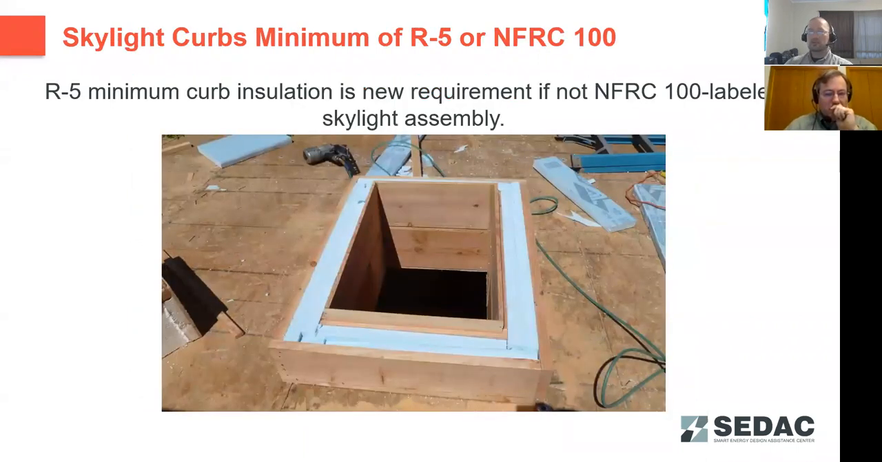For skylight roof curbs, you must have a minimum R5 insulation in that curb. There's a number of ways that can be done. You can see here they built a sandwich assembly. You could also do an internal sleeve. The only exception is if the entire roof curb skylight assembly is an NFRC 100 labeled skylight assembly, then that R5 minimum is not required because the entire assembly is counted for the skylight.